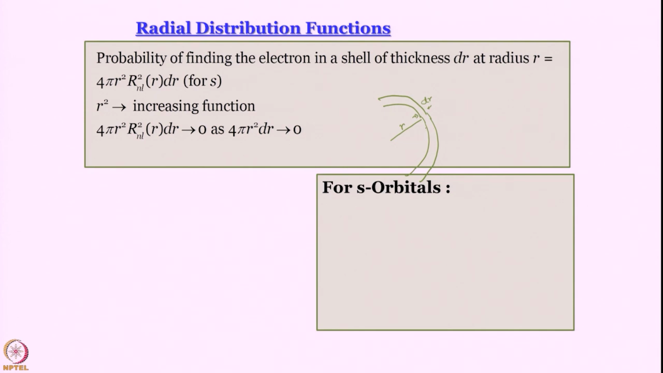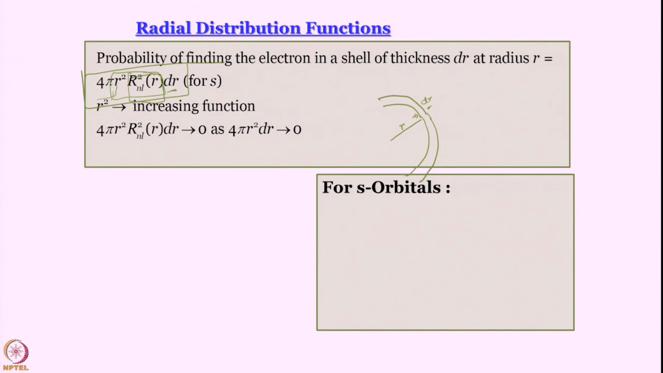So, the probability of finding the electron in a shell of thickness dr is actually this. Okay. Capital R square is the density, the probability density, and 4 pi r square multiplied by dr is the volume of the shell. That is what gives us the probability.